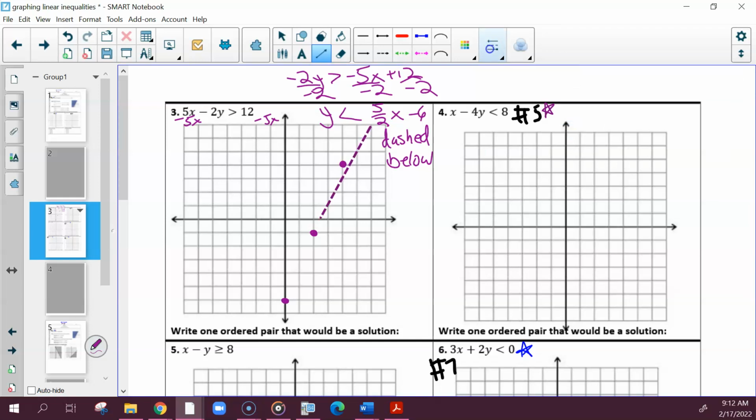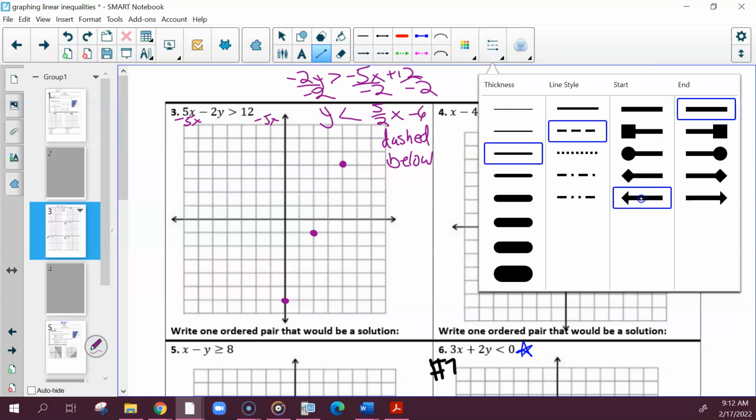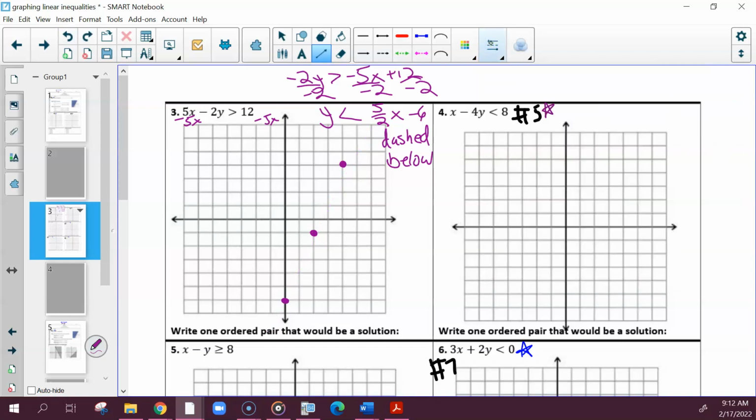Do we need a dashed line? That should definitely have arrows. So less than is below and greater than is above. Correct. How do we know if it's dashed? If it doesn't have an equal to or not. So a closed circle means a solid line.